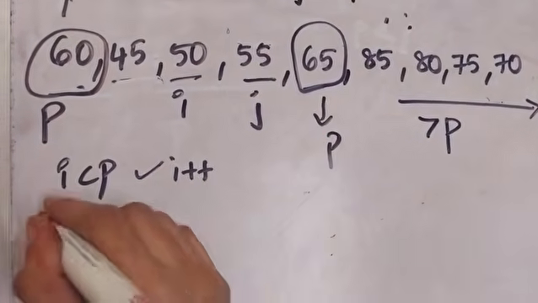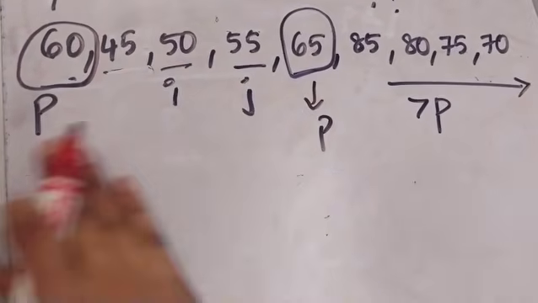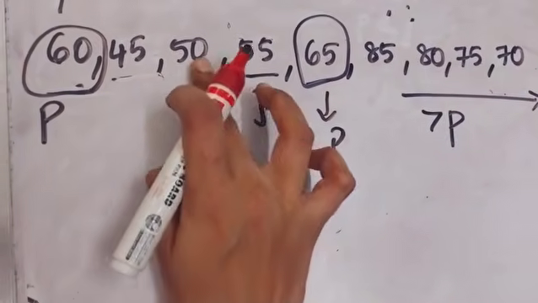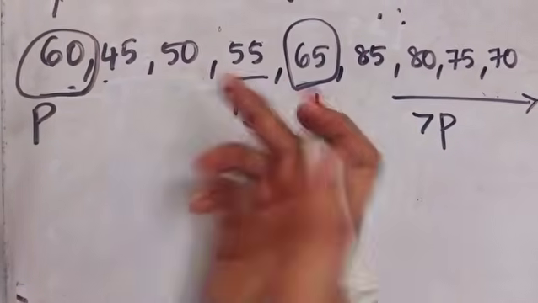Is J greater than pivot? No, leave it as it is then. Again, I is 50. Is I less than pivot? Yes, so increment I. I increment I, it came over here. Is J greater than pivot? No, leave it as it is.